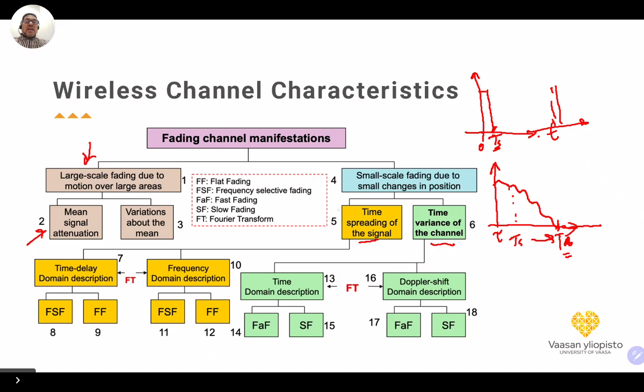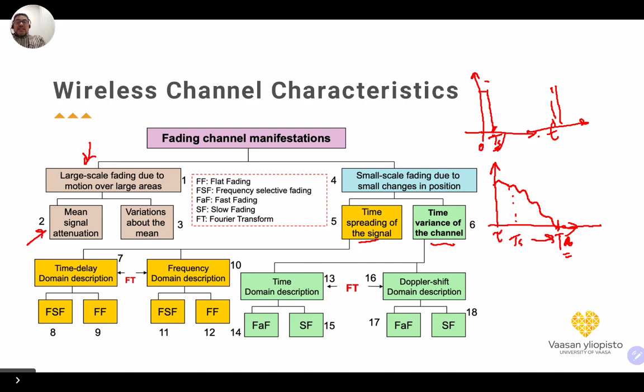And this is the meaning of time spreading of the signal. So the signal itself spreads over time. It is like stretching of the signal in time. Okay. And due to the multipath, of course in wireless, but we can also see the same behavior in wireline communication.